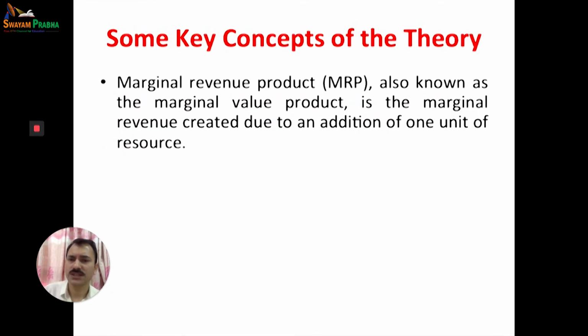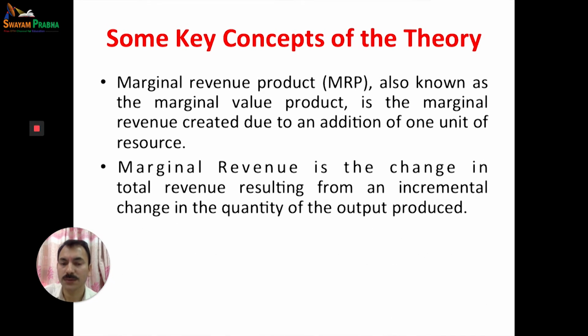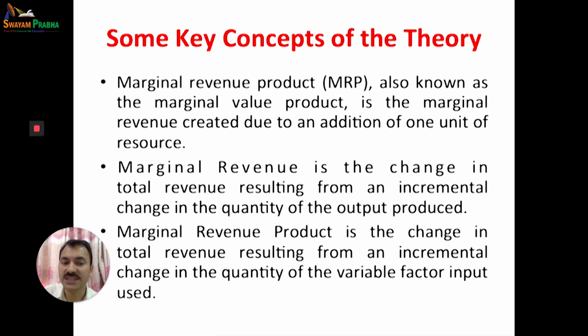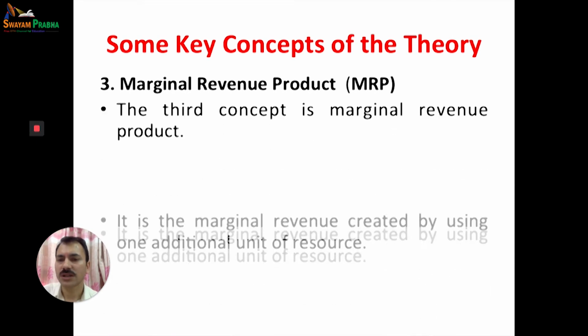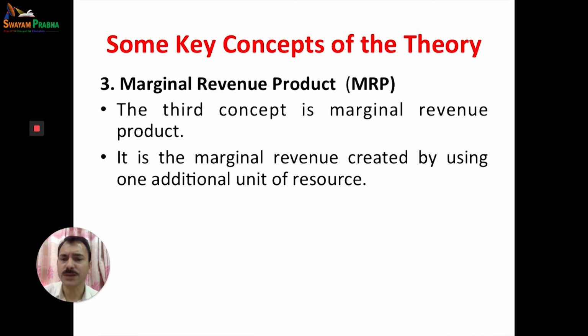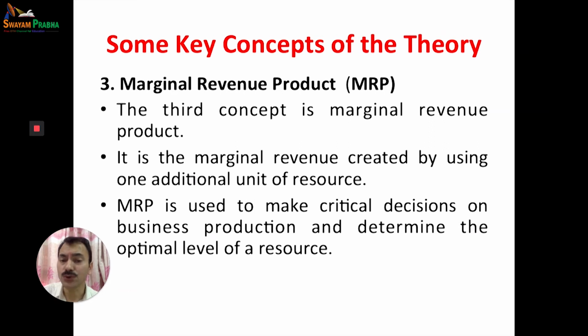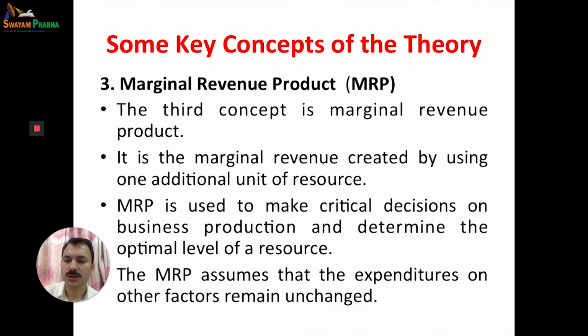Now, marginal revenue product is also known as the marginal value product. It is the marginal revenue created due to an additional unit of resource. Marginal revenue is the change in total revenue due to a change in quantity produced. Marginal revenue product is the change in total revenue resulting from an incremental change in the quantity of the variable factor of input used. Third one, the marginal revenue product, is the marginal revenue created by using one additional unit of resource. MRP is used to make critical decisions on business production and to determine the optimal level of resources. The MRP assumes that expenditure on other factors remains unchanged.